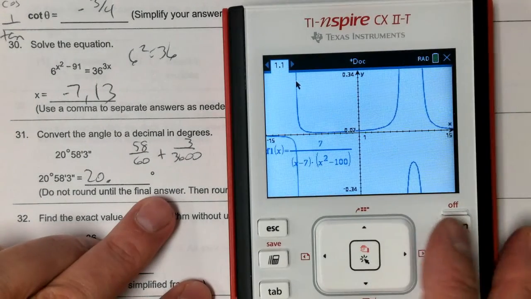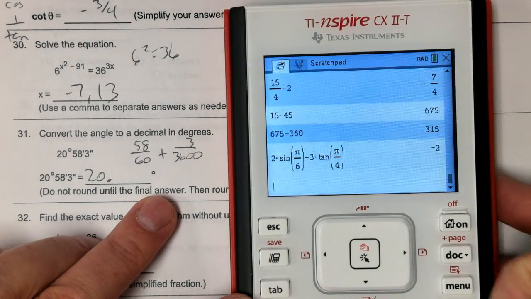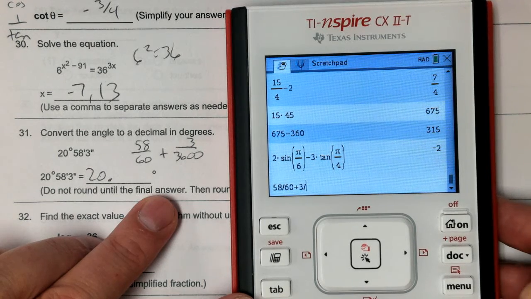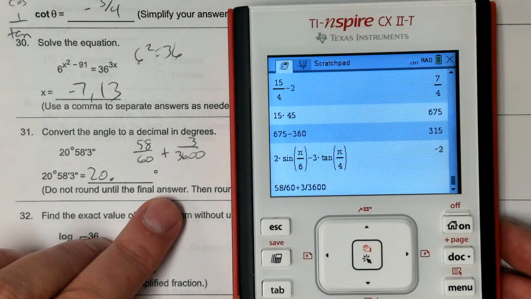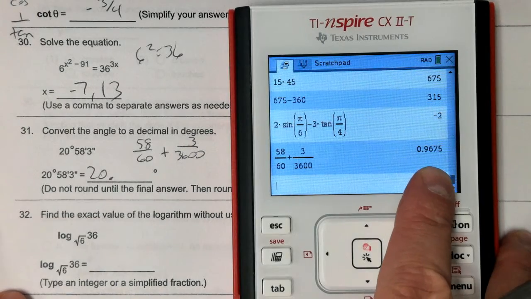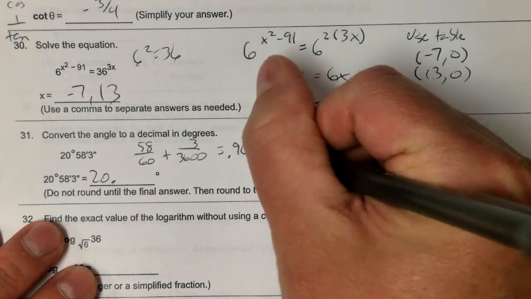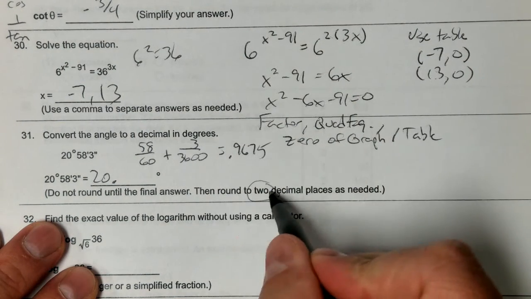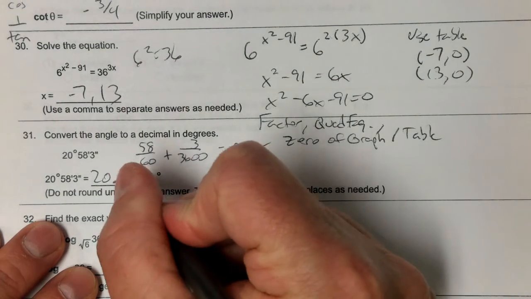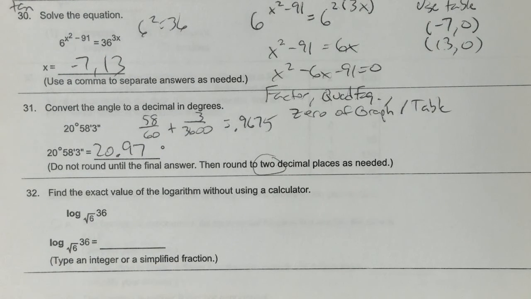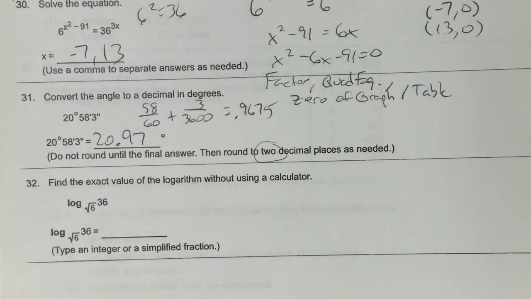So just do your 58 over 60 plus 3 over 3600, and you get 0.9675. And this says round to 2 decimal places, so 0.97. All right.